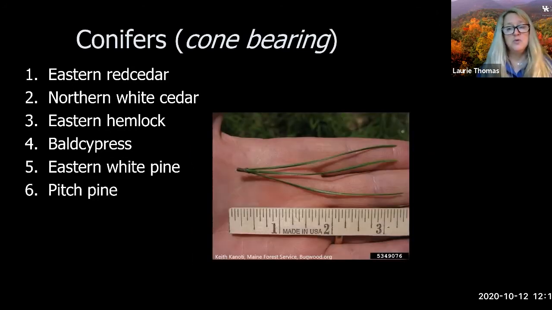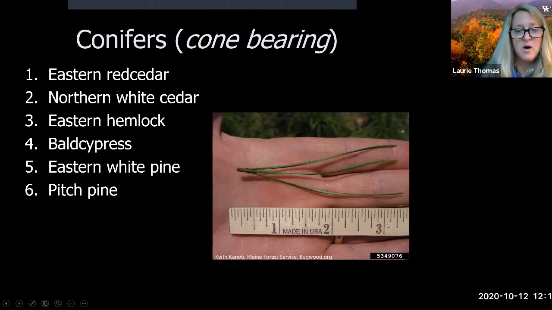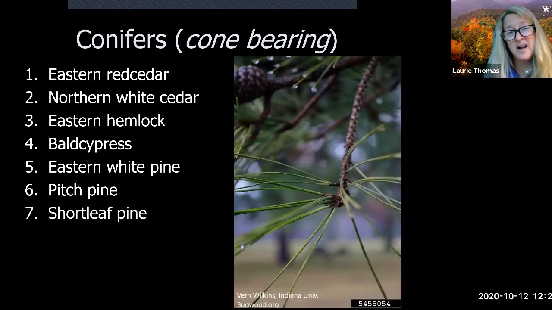Pitch pine is in groups of 3. And if anybody watched the tree of the week, we did pitch pine. No, we did shortleaf pine. Sorry, haven't done pitch pine yet. So it's in groups of 3, always in those groups of 3, and about 3 inches long. And then the other tree that looks very much like pitch pine, the bark and stuff looks pretty similar, is our shortleaf pine.